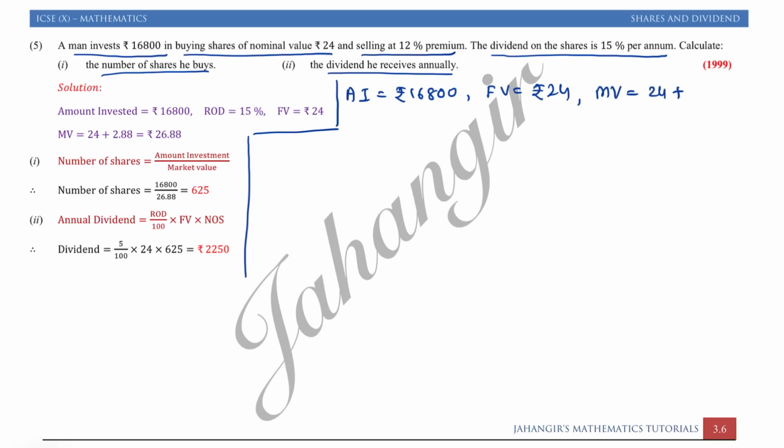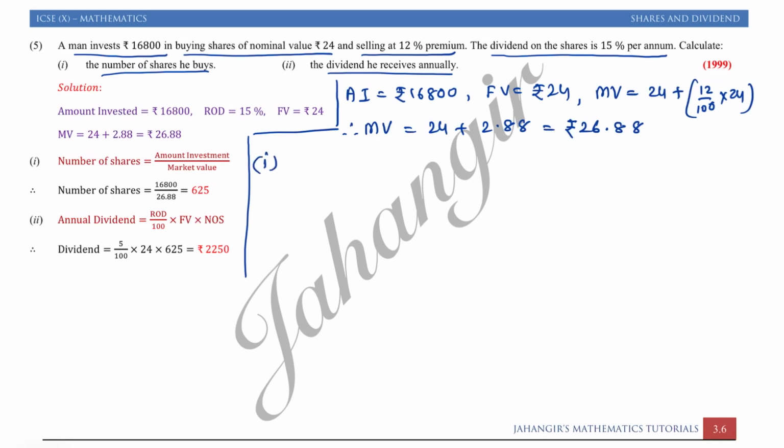So 24 plus 12% of 24. So therefore MB will become 24 plus 12 into 24 divided by 100. You can get 2.88. So adding, you will get 26.88 rupees. So the market value of the share is 26.88.